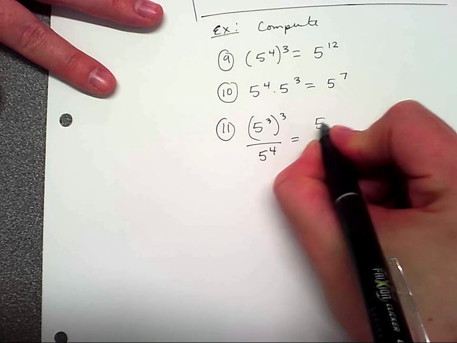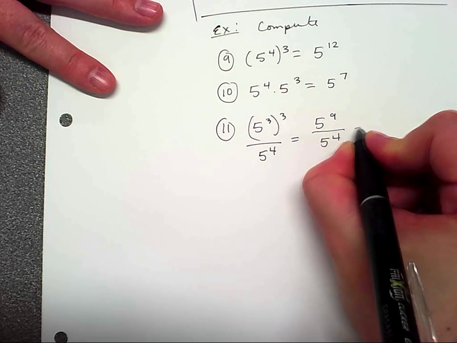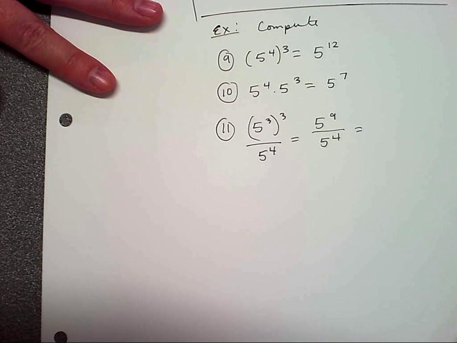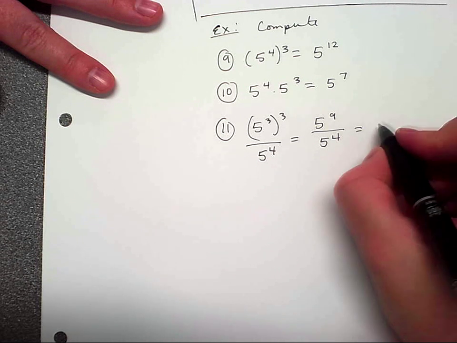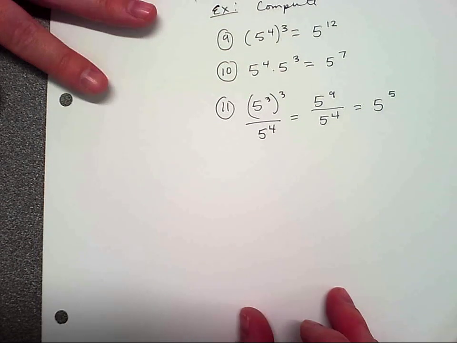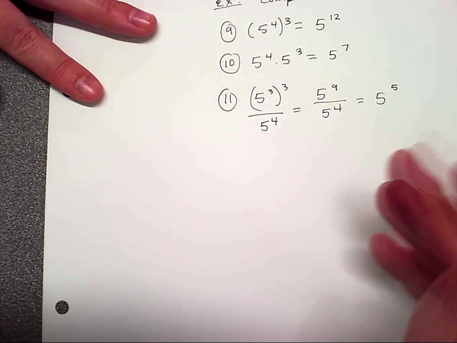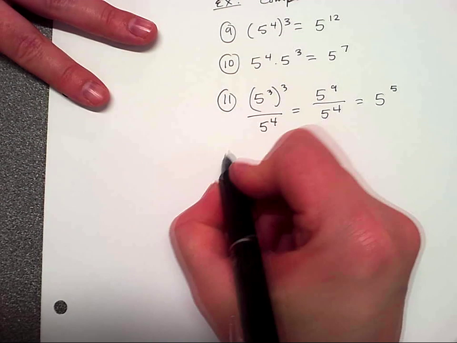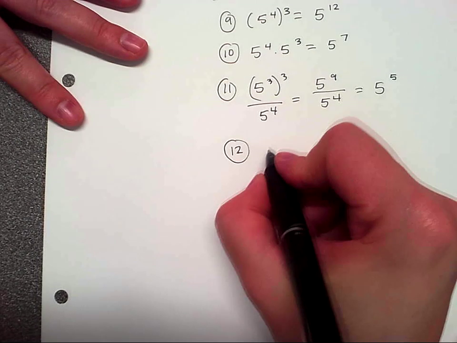So this is 5 to the 9th over 5 to the 4th. And then what? 5 to the 5th. Now I'm subtracting, right? 9 minus 4 is 5. So I have 5 to the 5th, which again, the homework will want you to write as a number. So you can put it in your calculator, or you can do 5 to the 5th in your head if you're into a really good time.